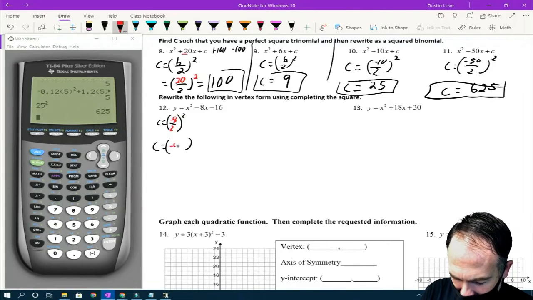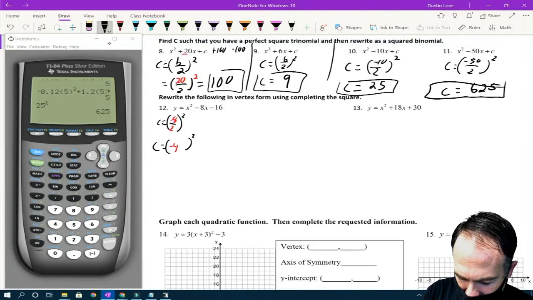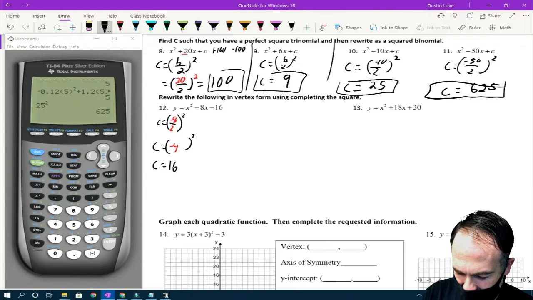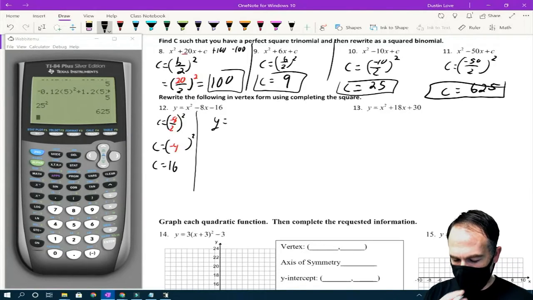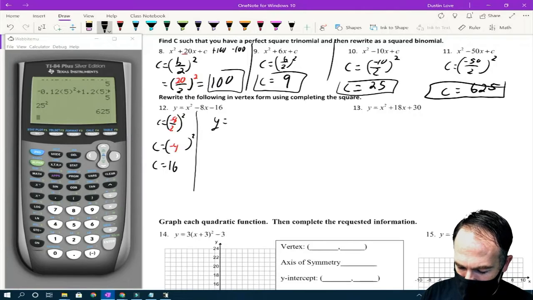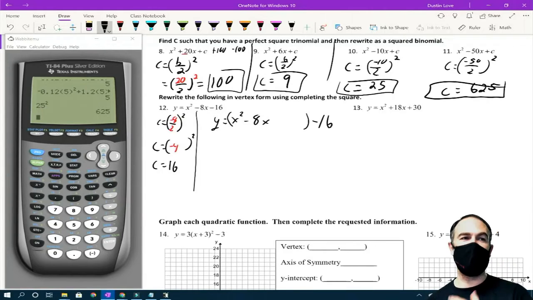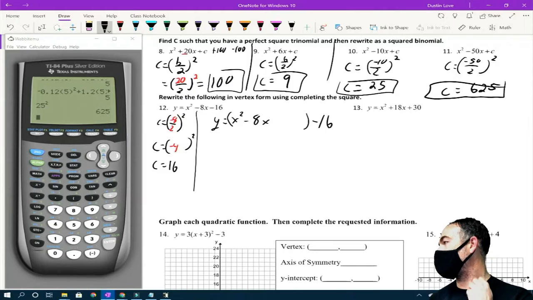So that's negative 4 squared. Negative 4 squared is 16. So when I go to write this, I've got x squared minus 8x minus 16. Just rewrote the entire problem with a little bit of space.